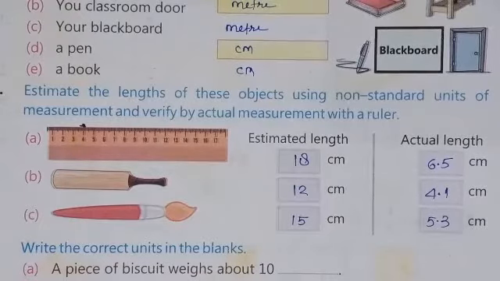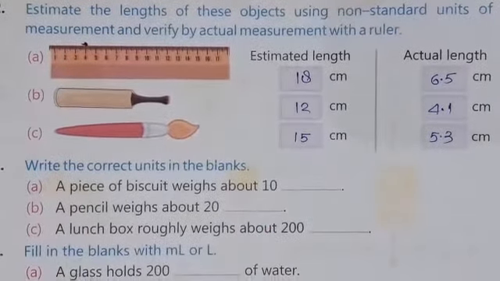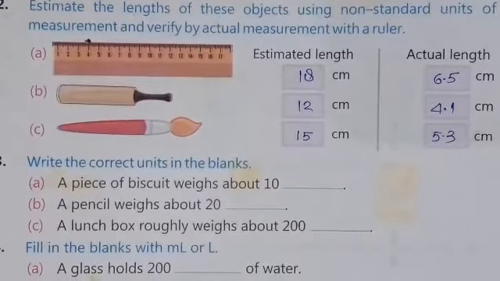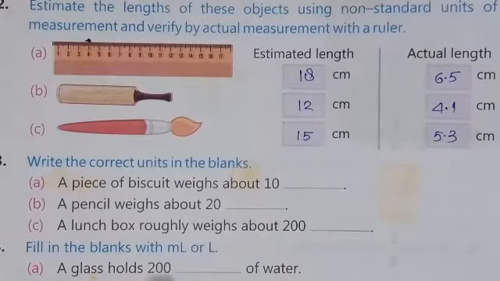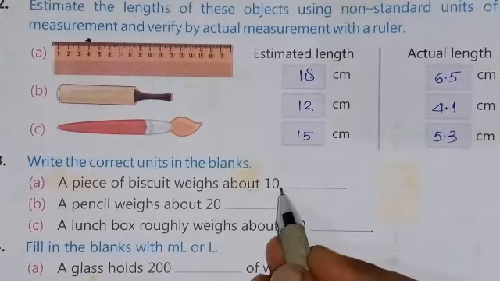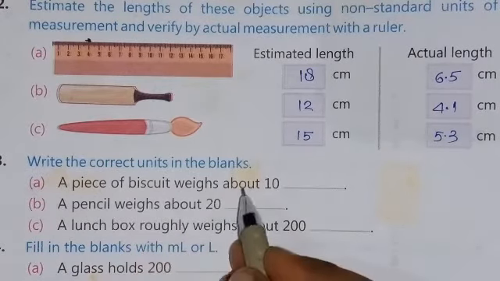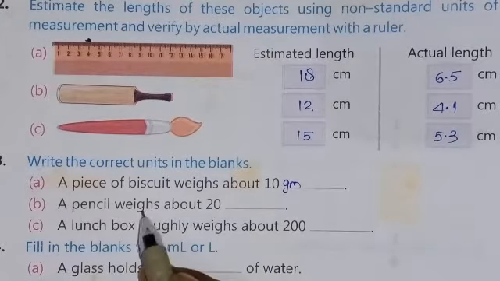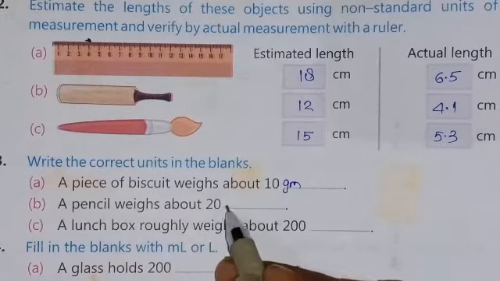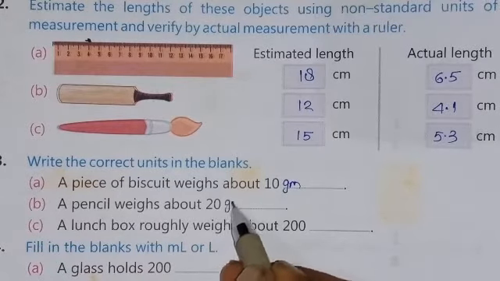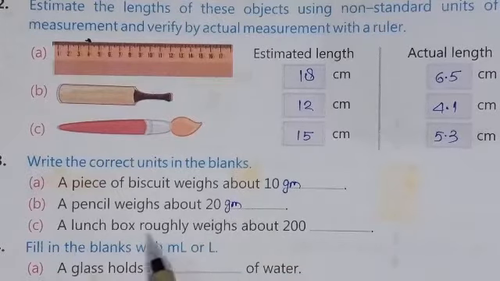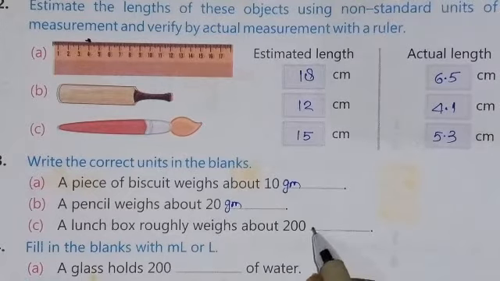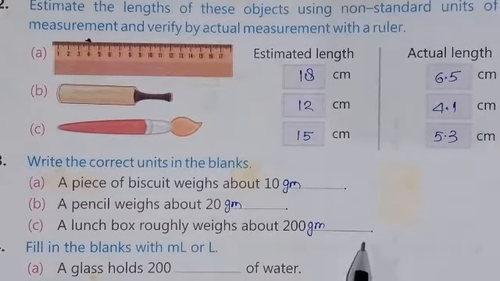Okay students, see the next question, number 3. Question 3 is: write the correct units in the blanks. The first is: a piece of biscuit weighs about 10. It means a piece of biscuit can weigh approximately how much? 10 grams. A pencil weighs about 20 grams. A lunch box roughly weighs about 200 grams. So in all three answers the unit will be grams.